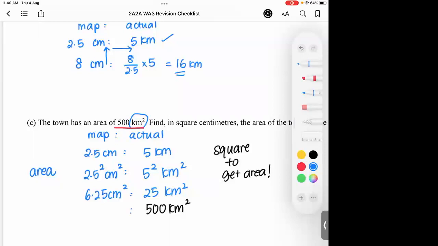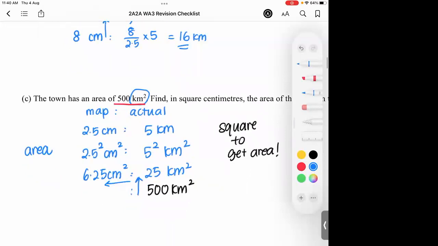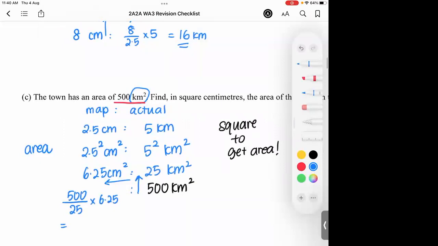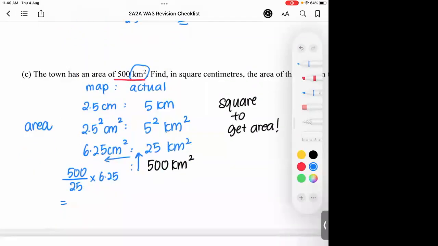Then how do we get the answer? 500 out of 25 times 6.25. Okay, right? So in this case, we need to find the area will be 500 out of, no, out of 25, sorry. Divide by 25 times 6.25 to get the answer. Okay, someone give me the answer, please. Maybe I'll call Samsu. Are you able to calculate for me what's the number? 125. 125 cm square. Thank you very much.